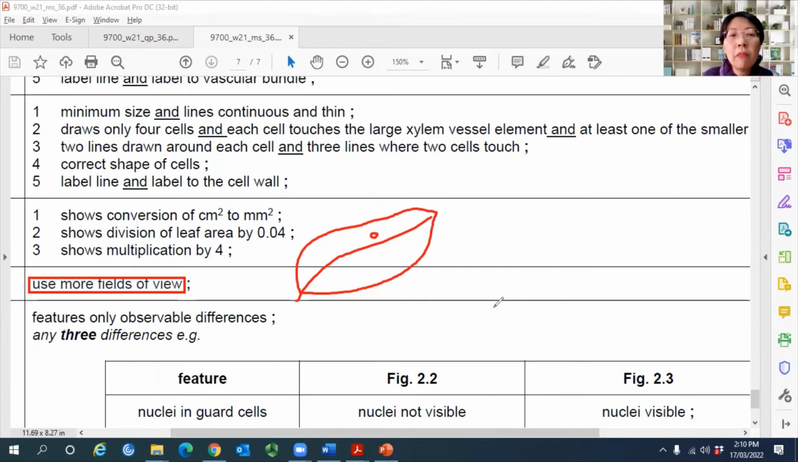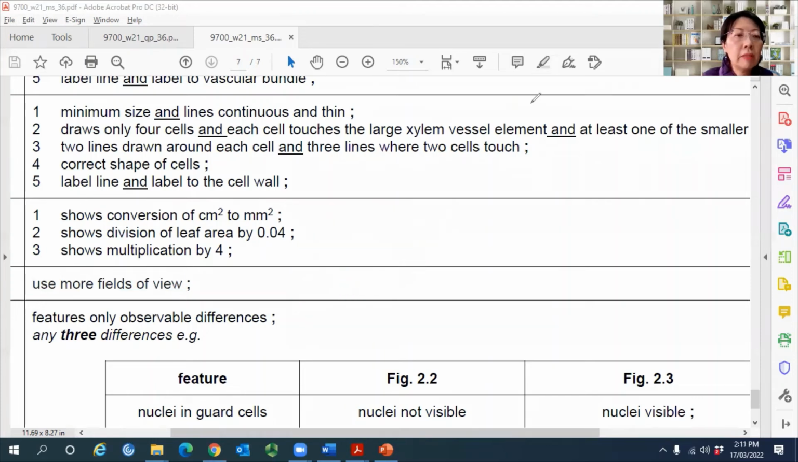So we say use more field of view means don't only see here, move your leaf so that you can get another field of view in the leaf, another field of view. Okay, near the margin, near the midrib, near the end, near the stem or the petiole, right? So then you get a field of view. Then you calculate the mean. So that's the meaning of field of view.